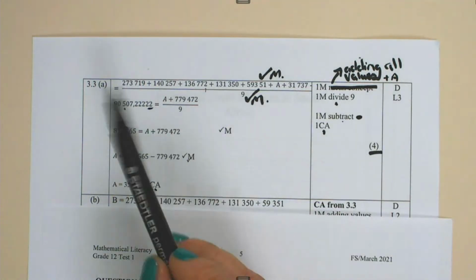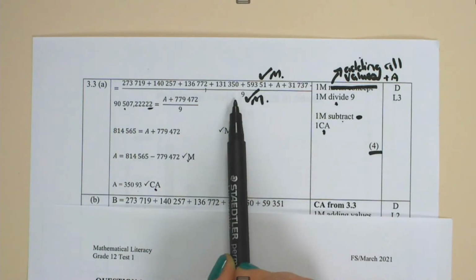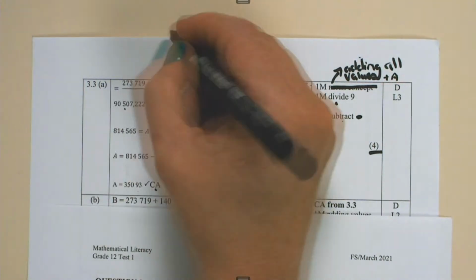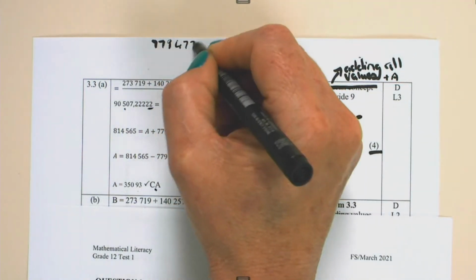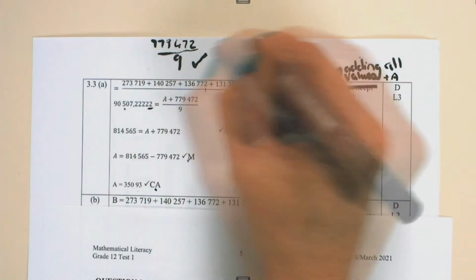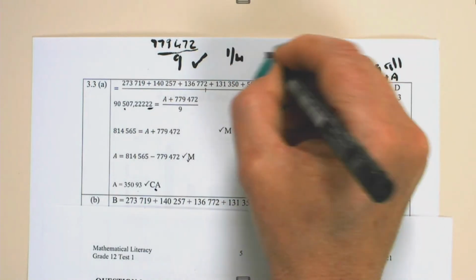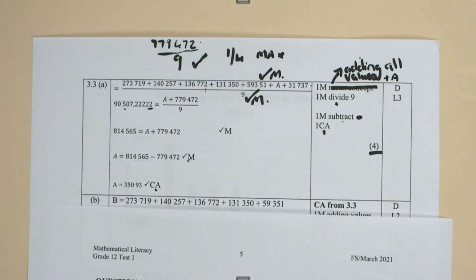So if the learner just adds all the values, ignoring A, they divide by 9, they only get 1 mark, and that is for dividing by 9. So they will end up, if they just add everything and they say 779,472 divide by 9, there's only 1 mark, and they get 1/4 maximum, because here the plus A is missing. Okay.